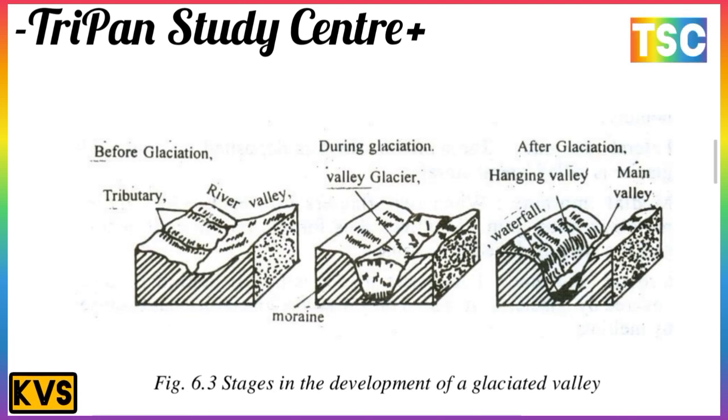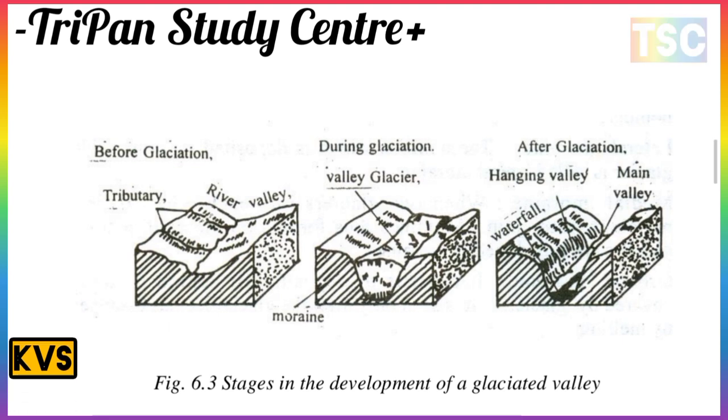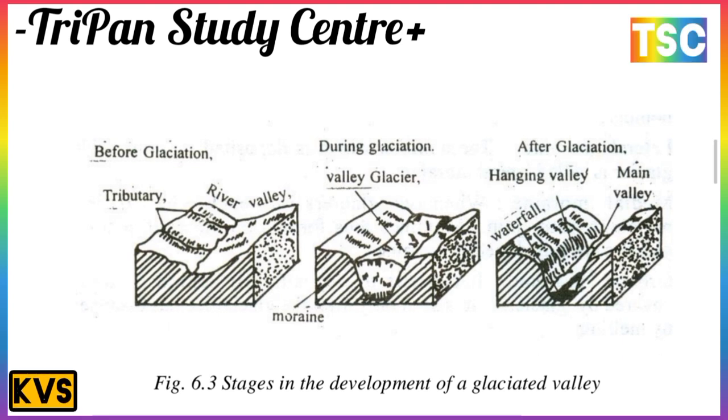The first diagram here shows the development of a glaciated valley, before glaciation, during glaciation, and after glaciation. There are three stages of the glacier present. There is a tributary here, a river valley formation, a valley glacier formation and moraines, and there is a hanging valley here, and a main valley also.